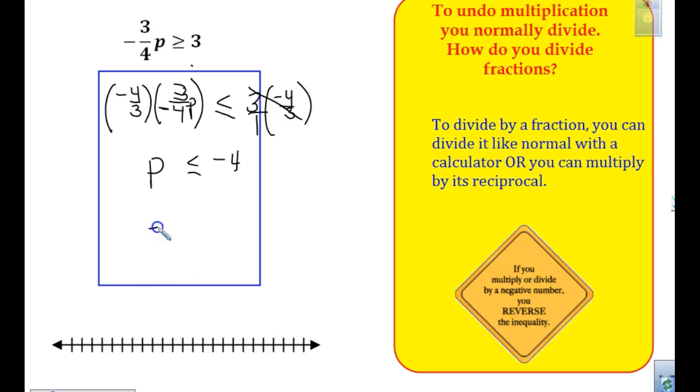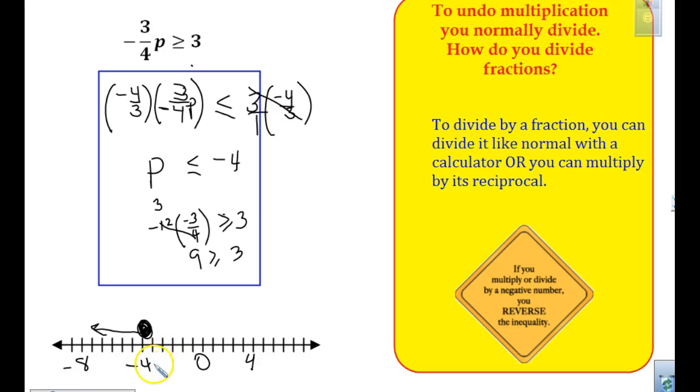So if I think of -12, and I take that times -3/4, is that going to be greater than or equal to 3? Because that's what my problem said, right? -3/4 times p. So 4 goes in here, and I end up with 3, and a negative times a negative is positive, 9 greater than or equal to 3? Yep. So when I'm looking at my graph, and I have 4 over here, and -4, and maybe -8, I have a closed circle at -4.